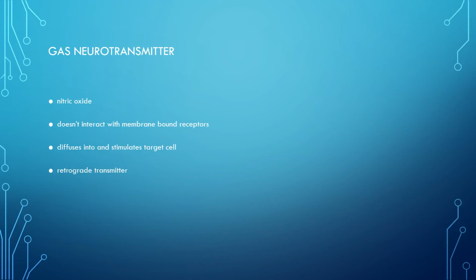And last but not least, we have our gas neurotransmitters. Nitric oxide is an example. It doesn't interact with membrane-bound receptors; it diffuses into and stimulates the target cell. And then you have your retrograde transmitter, which goes the opposite way, from the postsynaptic to the presynaptic cell.